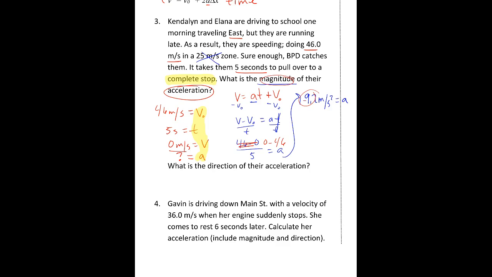So I should actually have a negative 9.2 meters per second squared. So that negative just means that my direction of acceleration is opposite the direction of my motion. And since my motion is to the east and I'm slowing down, my acceleration vector is to the west.